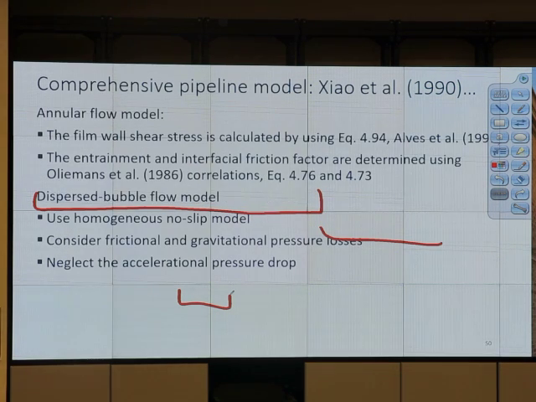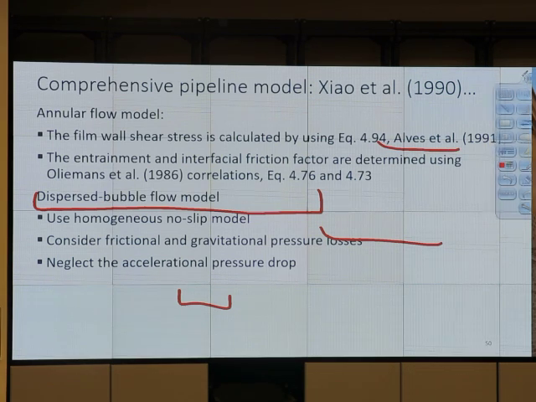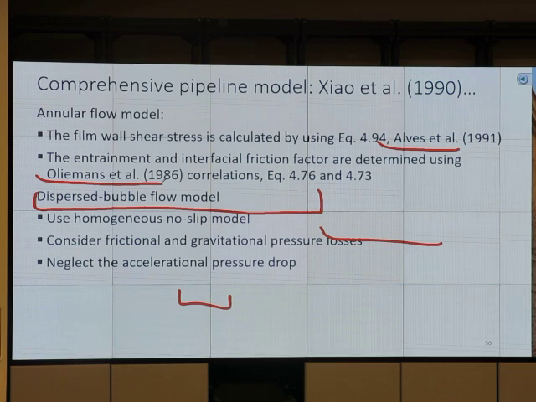Alright, another flow. This is for the horizontal case, okay? The film wall shear stress is calculated by Alves et al. I think he came to do an interview at Texas Tech sometime. You may not have seen that. Anyway, we haven't covered that yet. Entrainment fraction comes from an Ishii correlation or something.